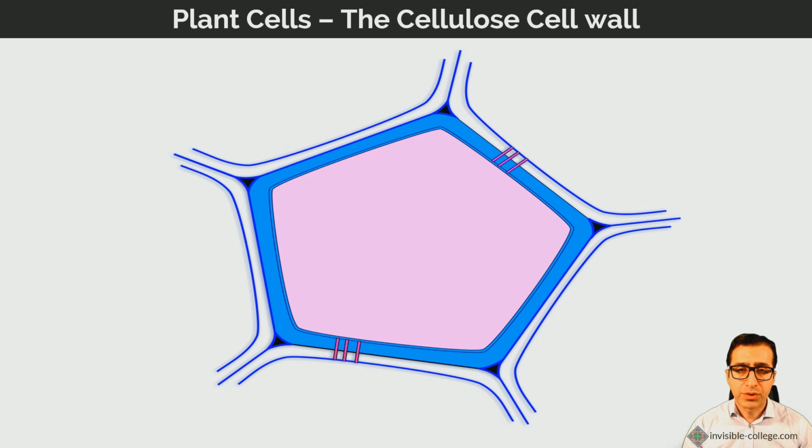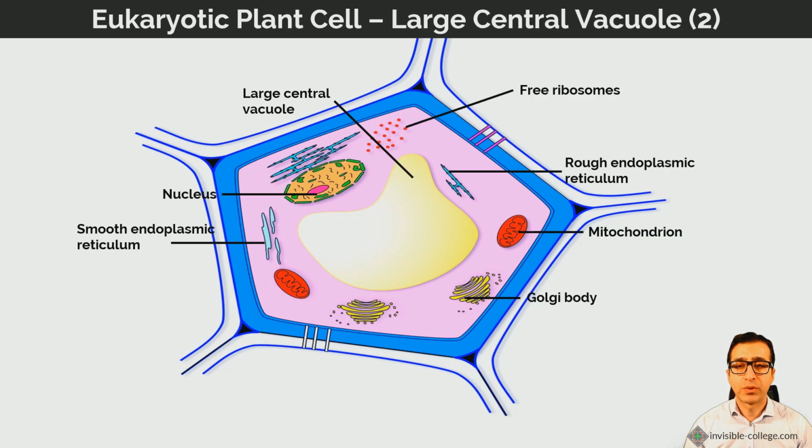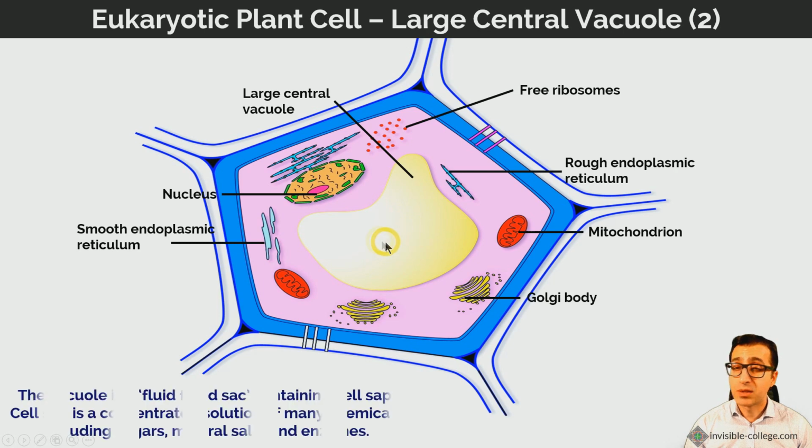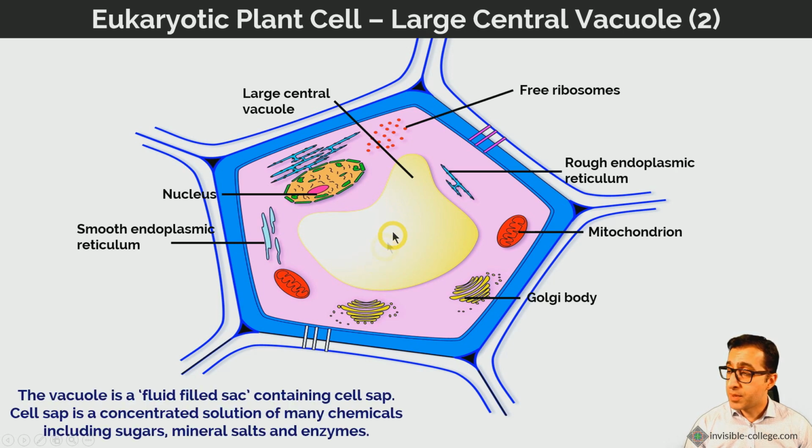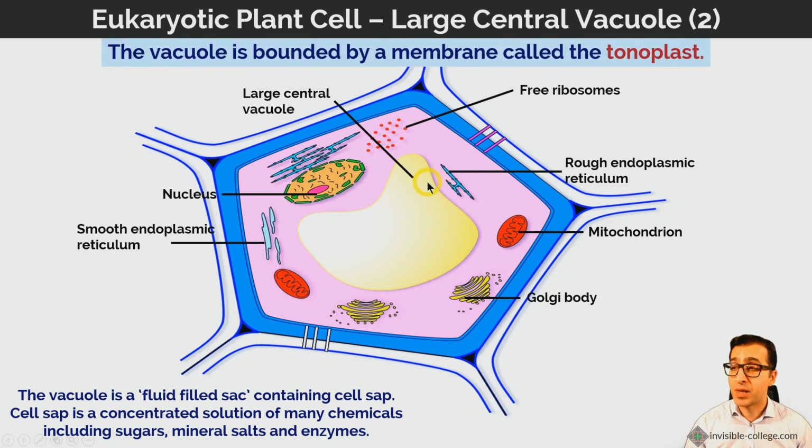So let's move on to the vacuole now. In plant cells, you have this large membrane-bound central organelle called the vacuole. Now this is a fluid-filled organelle, and the fluid inside is typically called cell sap, which is actually mainly water with a number of dissolved substances in it, including things like sugars, mineral salts, and also some enzymes as well. Now the vacuole is bound by a membrane, and the membrane is called the tonoplast.